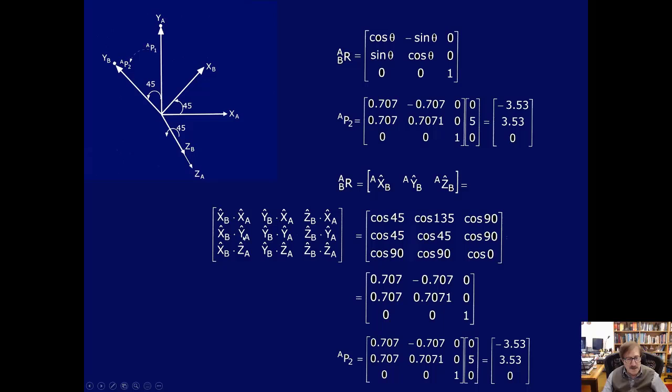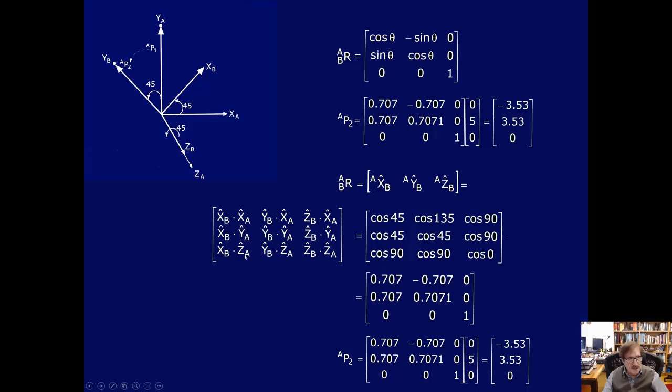Similarly, xp dot ya is 45 degrees, so cosine 45. yb dot ya is another 45 degrees, cosine 45. zb dot ya is cosine 90, 90 degrees, of course.